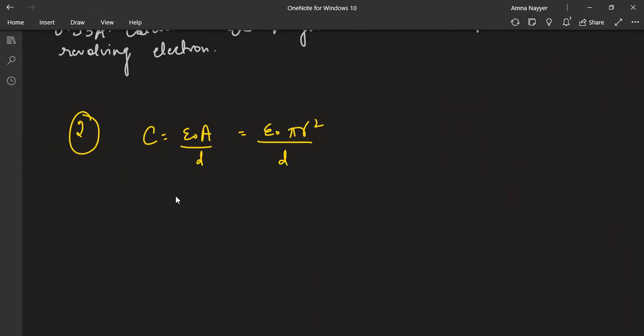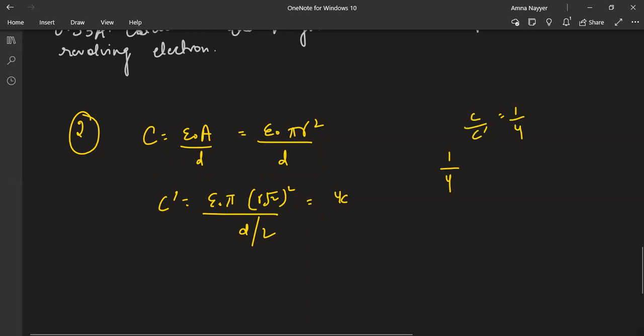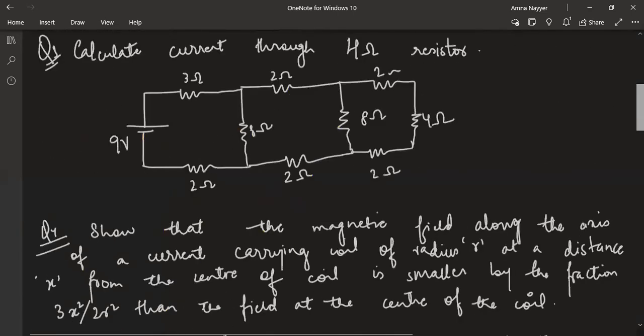Now, the new capacitance, whatever it is, the difference will be in the radius. Radius is r√2, divided by d by 2. Fine. So this will become 4C. If you take the ratio, C by C prime will become 1 by 4. Fine. That was the second question.